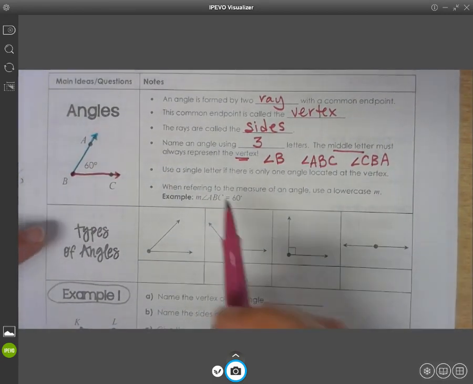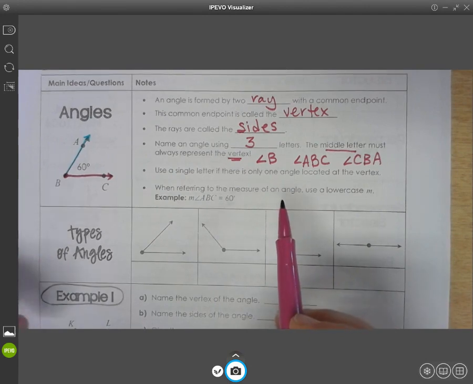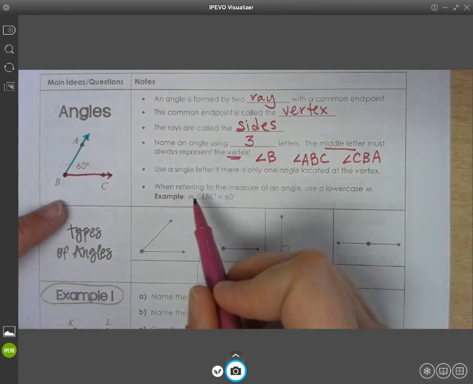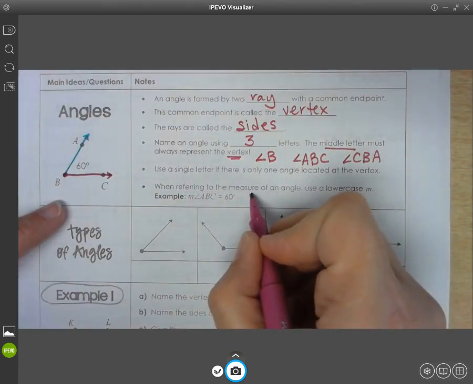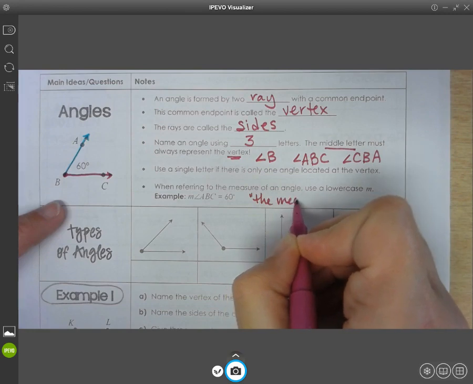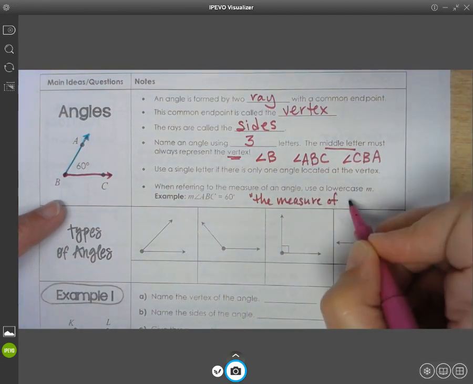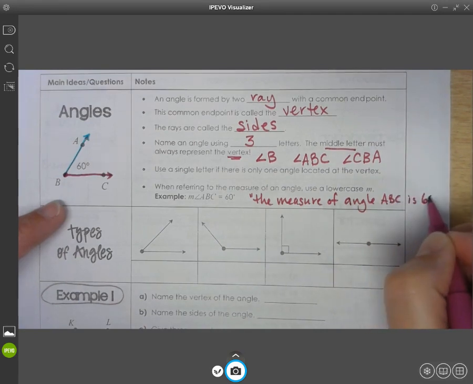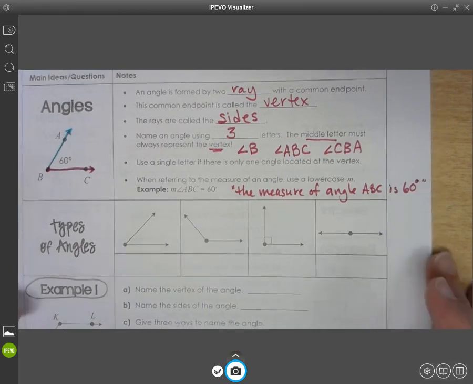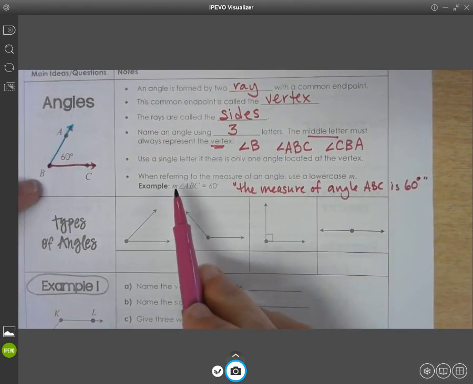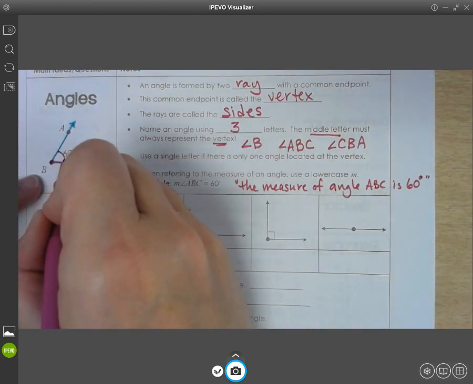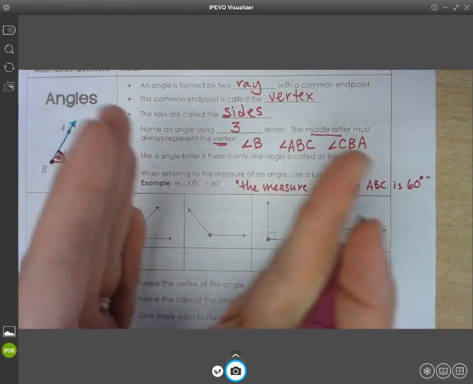All right, when referring to the measure of an angle, remember measure is how big the angle is. We're going to use a lowercase m for measure. So when you see this little m in front of it, we read this, the measure of angle ABC is 60 degrees. Okay, so that's how we would read that. This little m in front stands for measure, and it's going to be how big this angle is. So this in here represents the size of the angle, how far it's opened up.